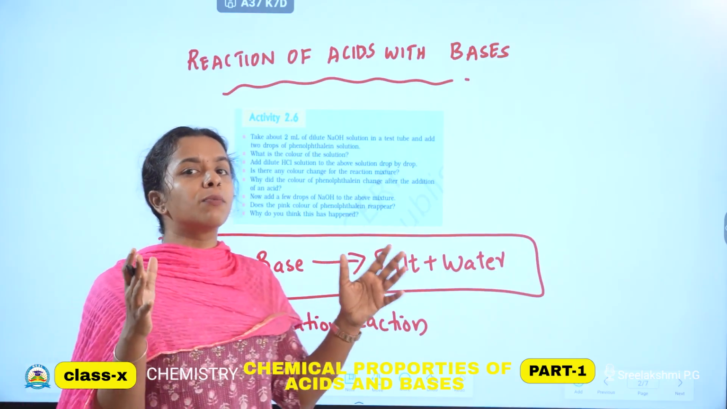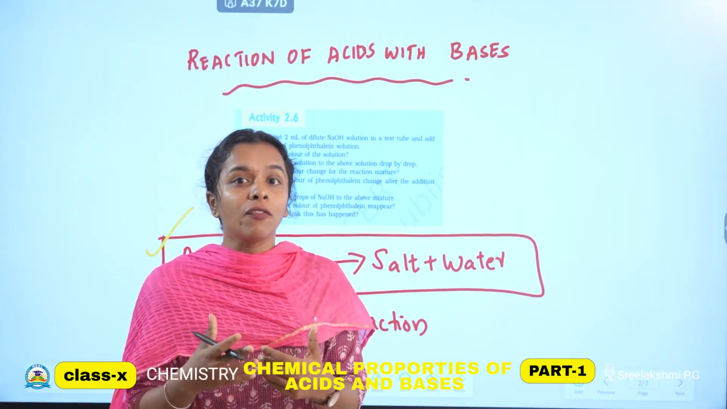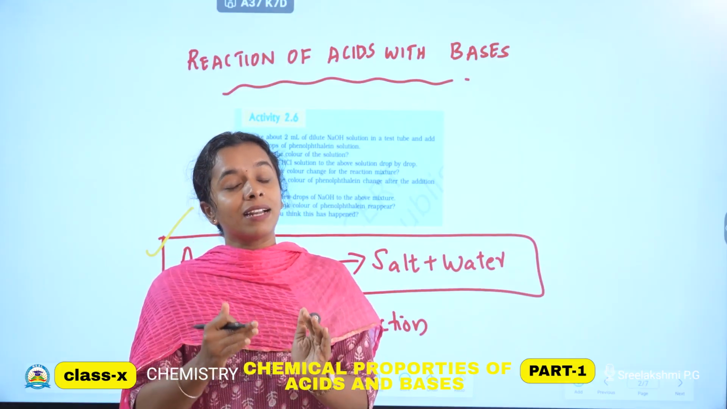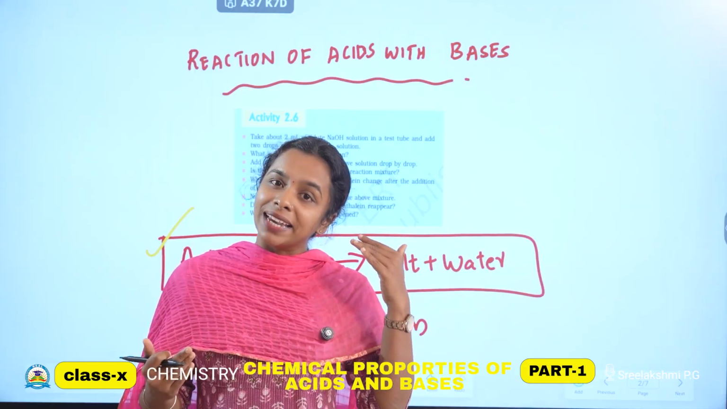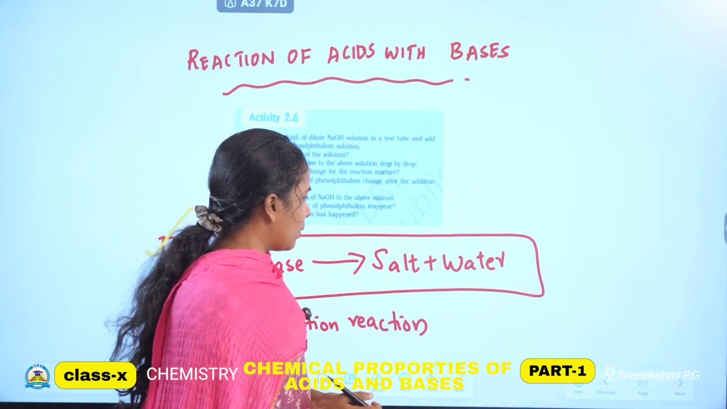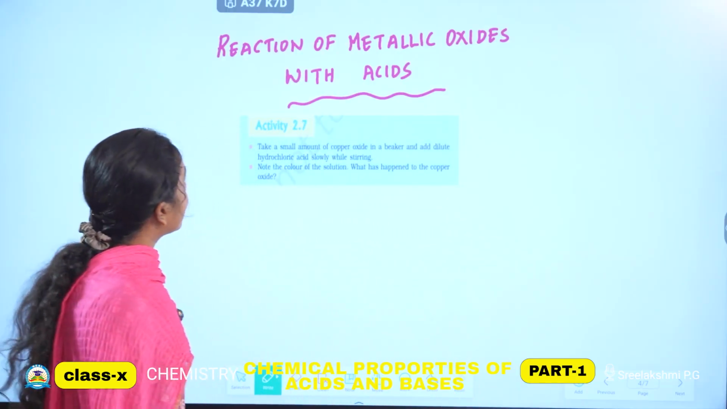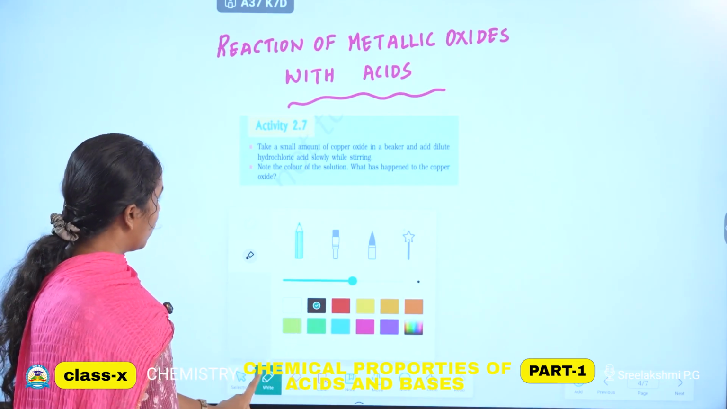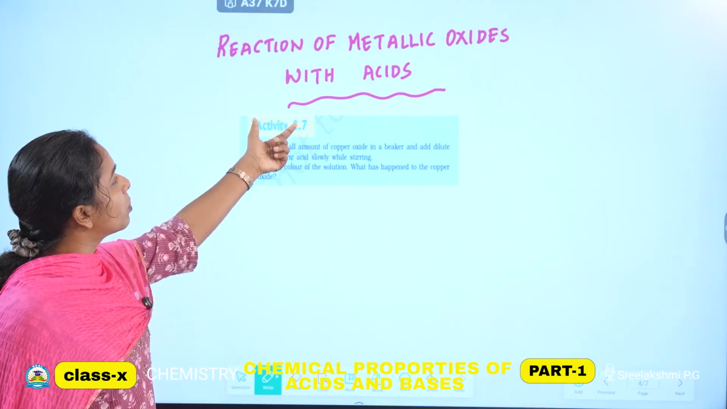From this whole experiment, what can we understand? They can nullify each other's effect and vice versa. That means an acid's effect can be nullified by a base, and a base's effect can be nullified by an acid. That's it. Okay. Now we will move on to the next topic, that is the reaction of metallic oxides with acids. Reaction of metallic oxides with acid.